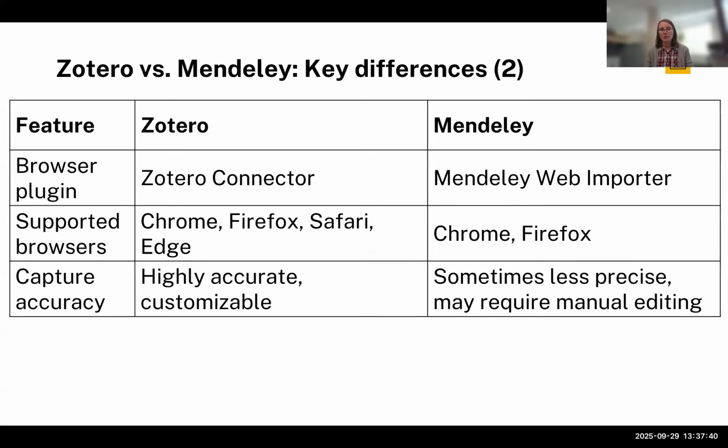In terms of supported browsers for these connectors, Zotero allows you to use Chrome, Firefox, Safari, or Edge. But if you're going to use the Mendeley web importer, it only works with Chrome and Firefox. In terms of capture accuracy, the accuracy of the information that is captured each time you click that connector button, Zotero is highly accurate and it's customizable. I noticed in my testing that Mendeley is sometimes less precise and might require more manual editing, but overall, it's still very effective.